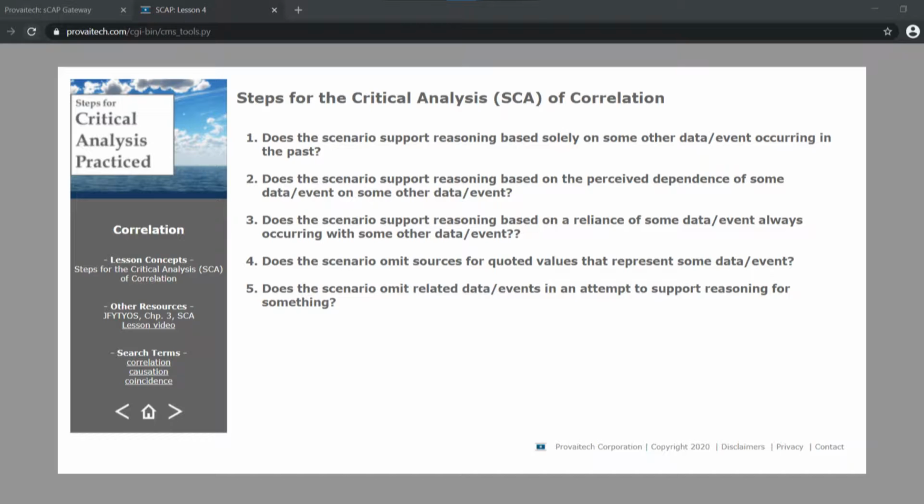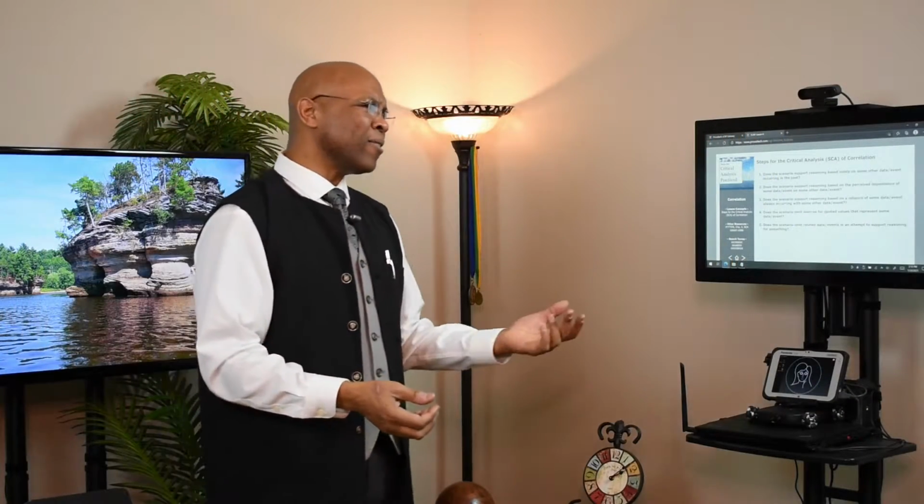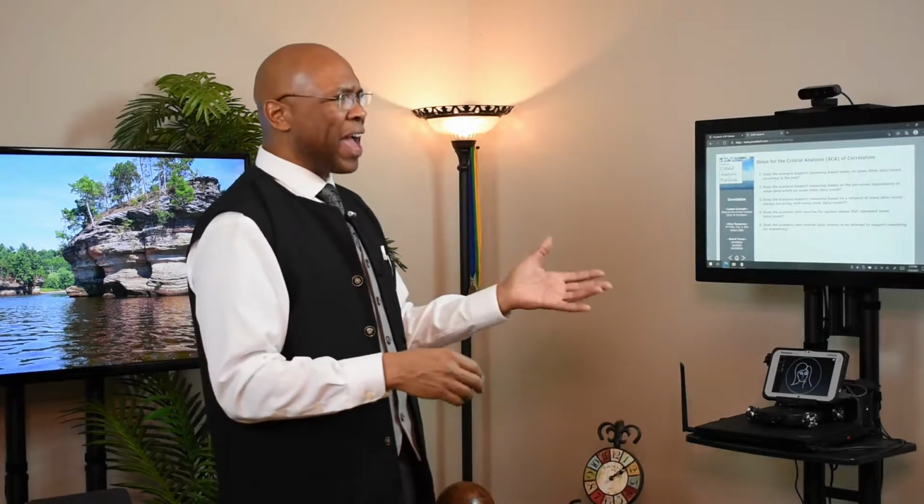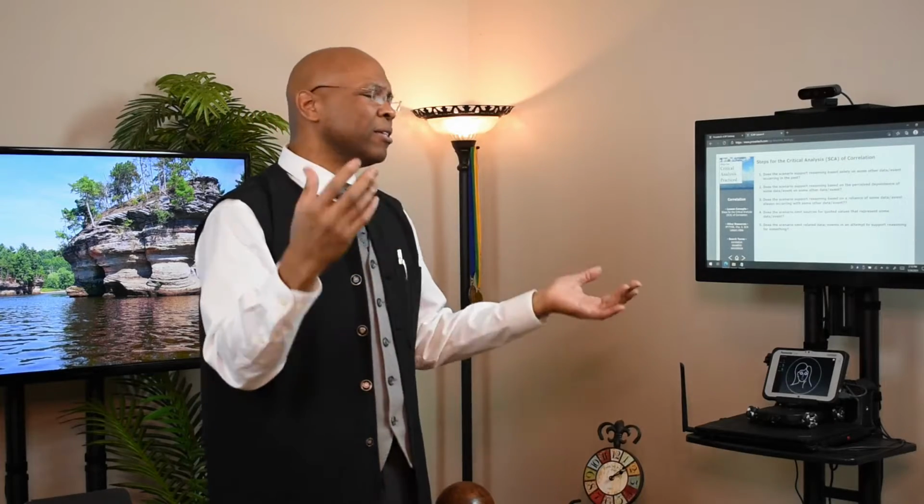Does the scenario support reasoning based solely on some other data event occurring in the past? And it did. They were making a case that a civil war is coming. It's inevitable. It's here. And it's just like it happened before, over 150 years ago. That was the only real thing that they were making the case with inside of the article. It's almost like an if-then scenario. Yeah, that's how it happened then. That's how it's happening now.